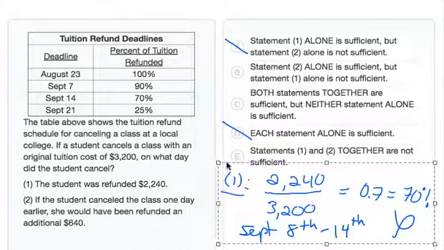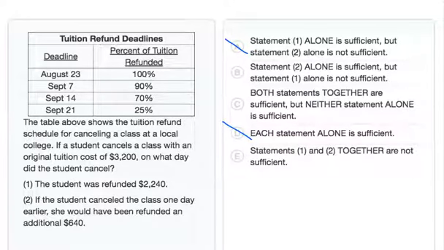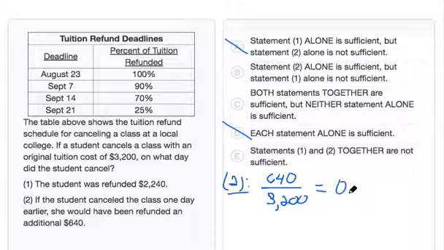So let's go ahead and clear our board for statement 2. Taking a look at statement 2, the given statement implies that the refund for canceling the class one day early is going to be 640 divided by the original cost of tuition, so 3,200. And if we simplify this, we can cancel the zeros and just keep canceling common terms. We'll end up with 0.2. In terms of percentages, this was 20% of the original tuition cost.